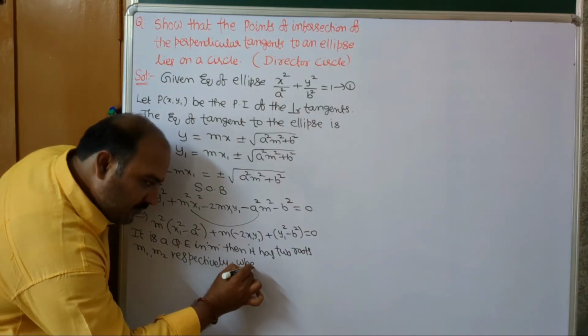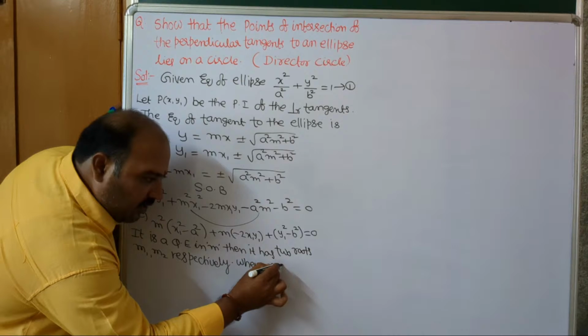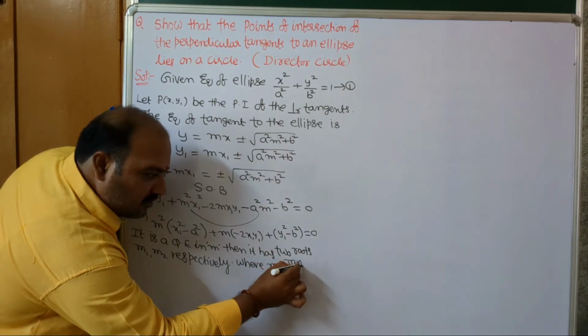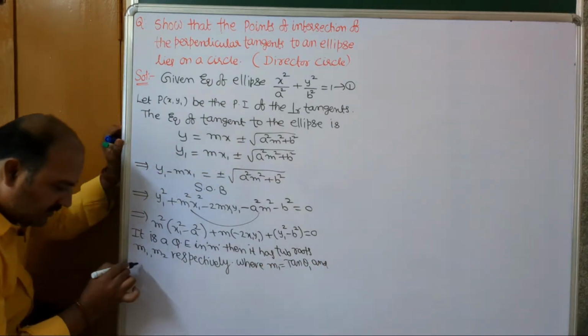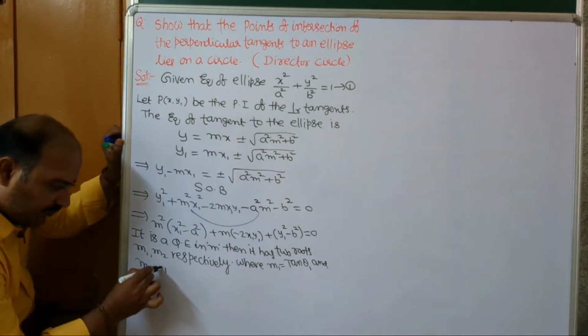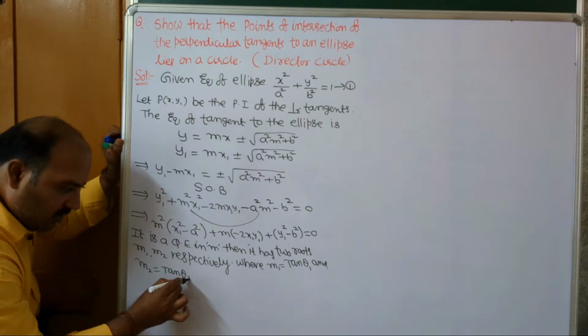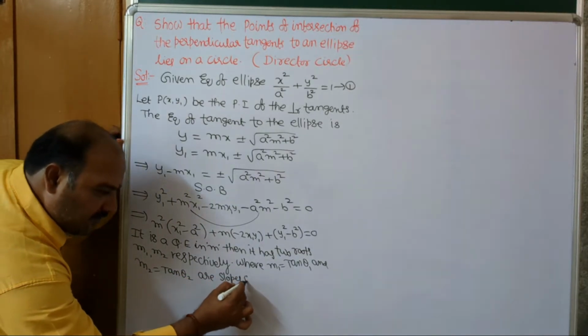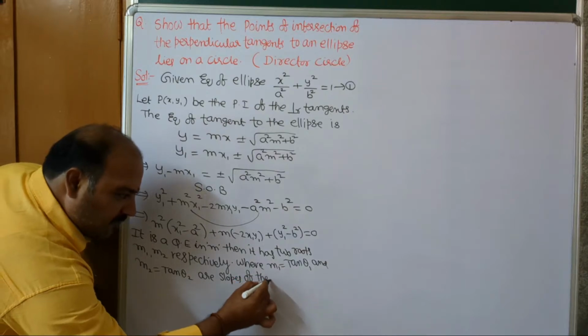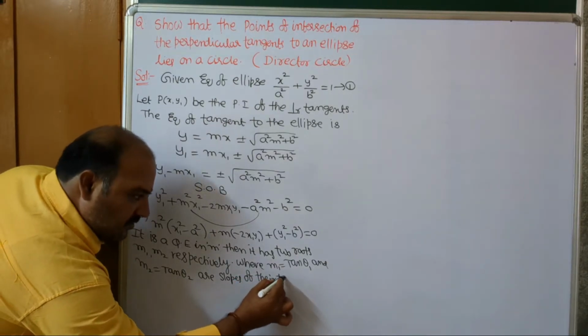Where m1 equal to tan theta 1 and m2 is tan theta 2 are slopes of their tangents.